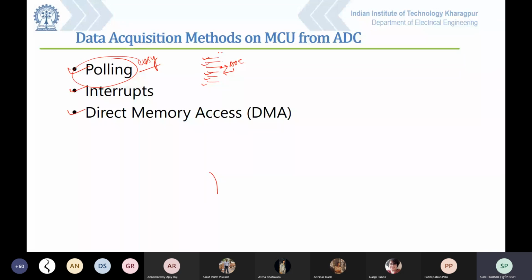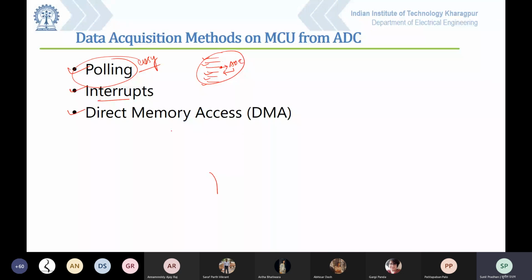So it is too much time consuming. If you don't need a very high sampling frequency, then you can go for this. And after that we have interrupt based data acquisition. In this we can trigger an ADC, and it will start the data conversion, and meanwhile the CPU will be working to execute its work. Once the ADC sends the interrupt that my data conversion is done, then it will come back and execute the rest of the process.